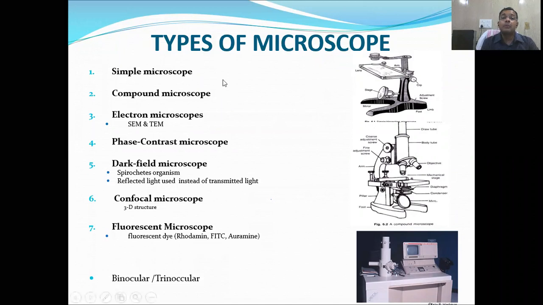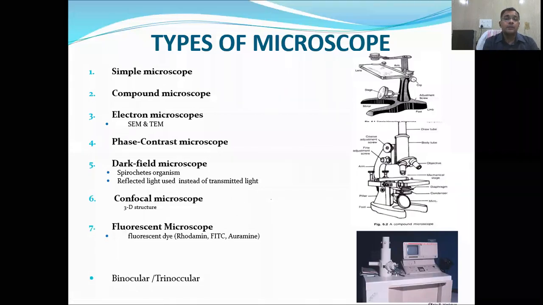But the important types, based on their composition, principle, and use, are like this. The first and simplest one, which we generally use in parasitology to view large parasites, is the simple microscope. That is followed by the compound microscope. It is also known as the student microscope or laboratory microscope. And generally compound microscopes are of monocular or binocular type.